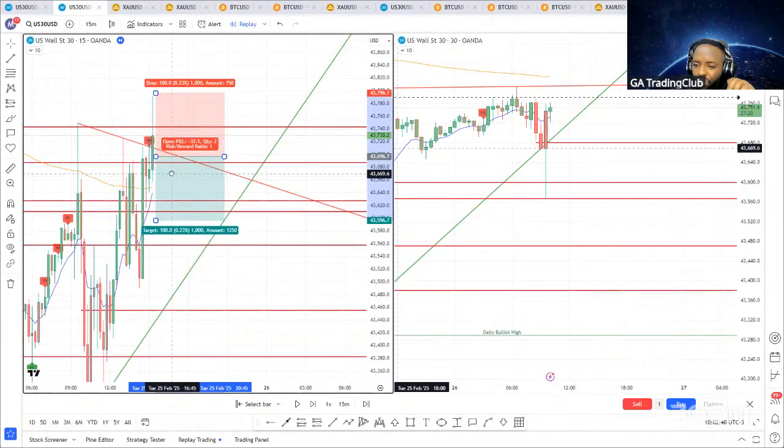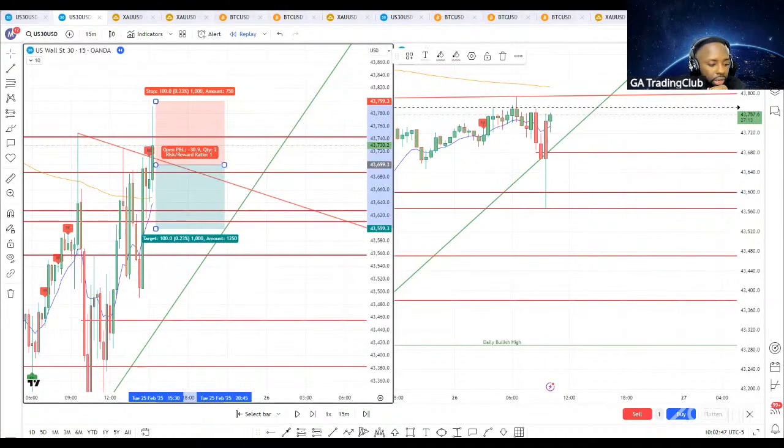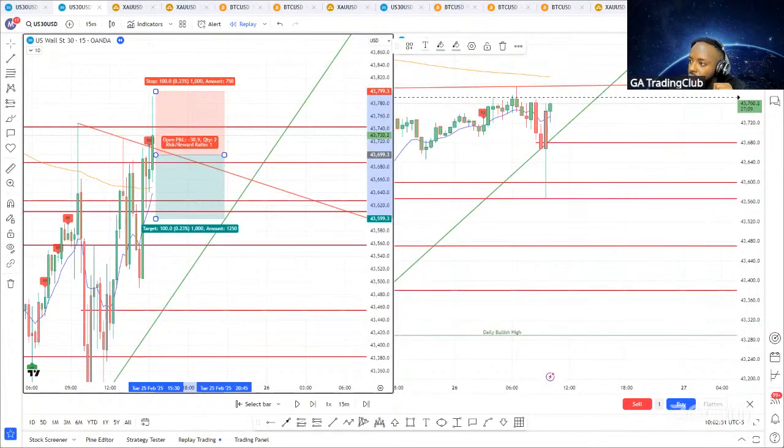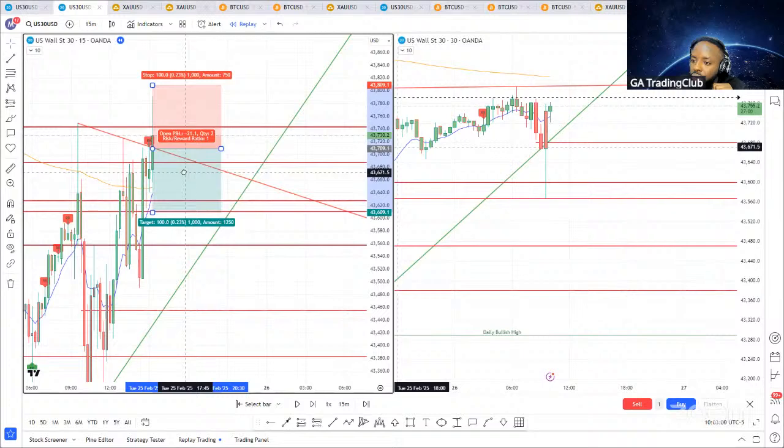So for this trade yesterday, let me see, I think I still have that screenshot. My entry was at 43,709.4. So somewhere around here.